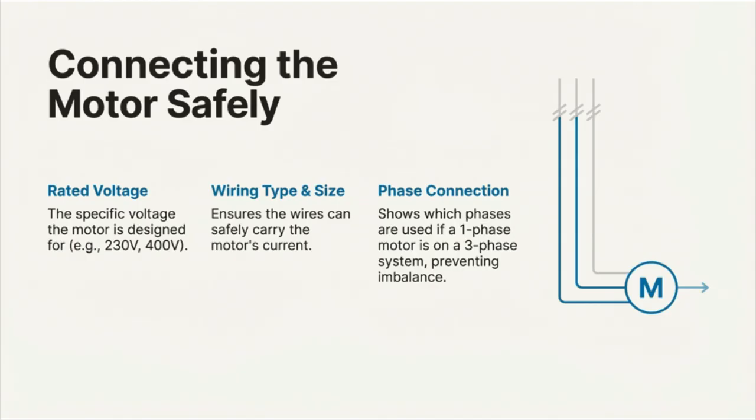The diagram must also indicate the motor's voltage, wiring type, and phase connection. This is particularly important for systems where single-phase motors are connected to a three-phase supply, as improper connection can lead to imbalance. Dapat siguraduhin nating tama ang connection. Pag mali ang phase, imbalance sa line or rotation problem, nakikita na natin to agad.